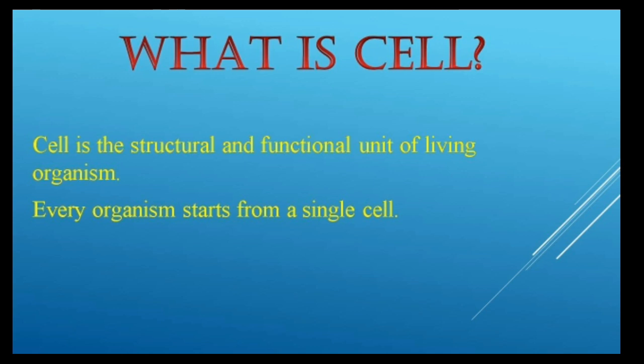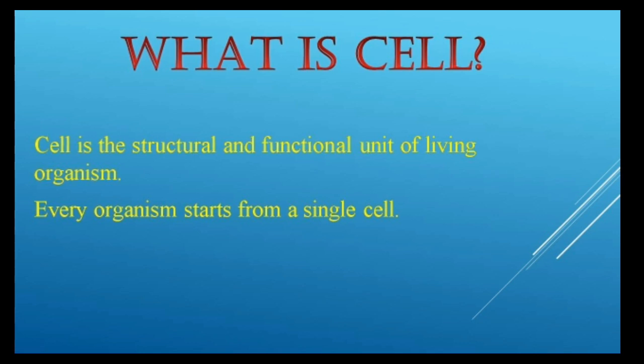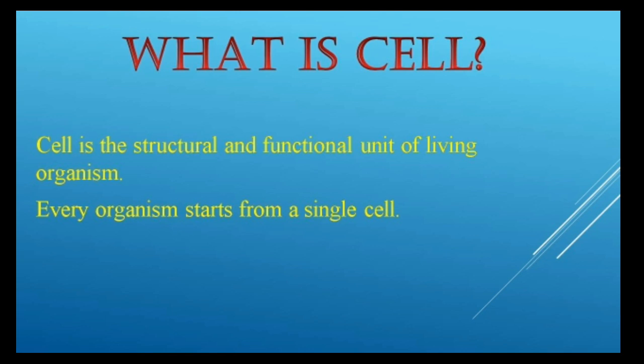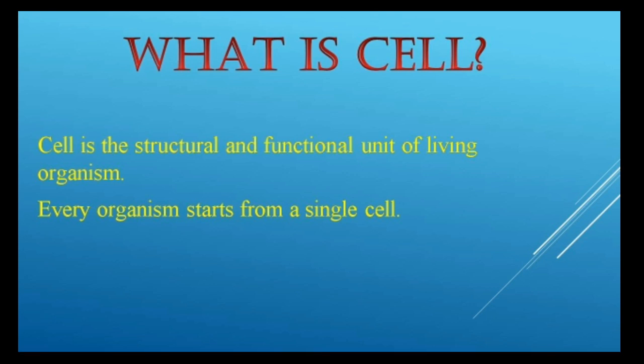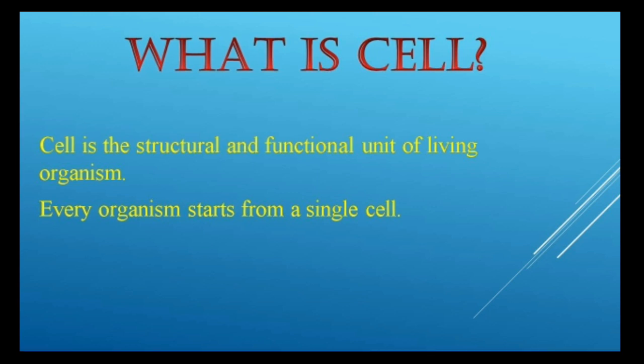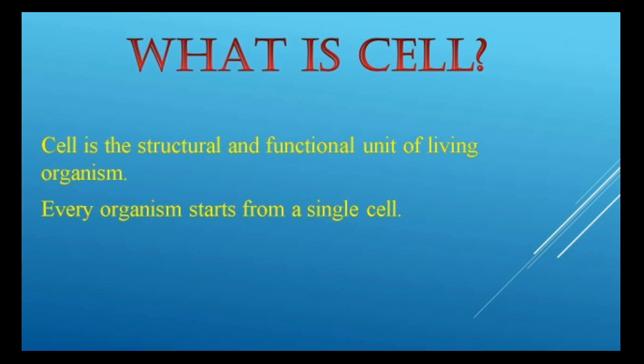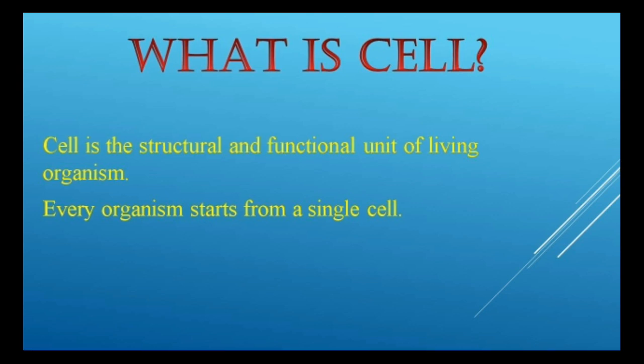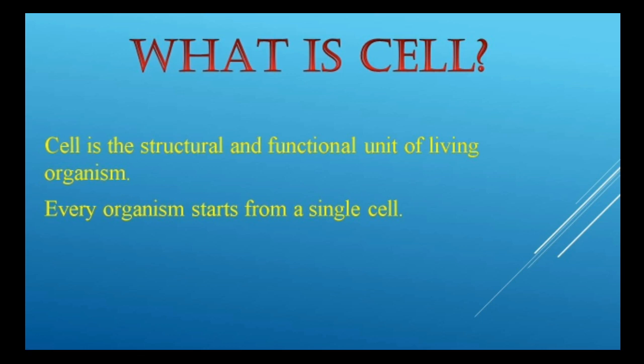Before going to the chapter tissue, we need to understand what is cell. Cell is the structural and functional unit of living organism. That means every organism in this world starts from a single cell, and gradually after division it forms into a multicellular organism. Even these unicellular organisms, they are having this single cell. And who discovered cell? Robert Hooke discovered this cell.